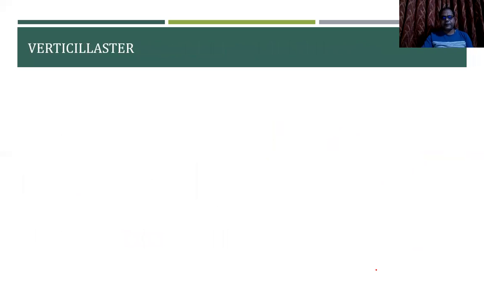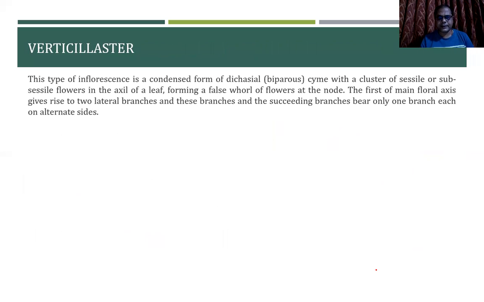Now, the next special kind of inflorescence is the verticillaster. This type of inflorescence is a condensed form of the dichasial kind. To understand the verticillaster kind of inflorescence, it is easy if you can remember the cyme inflorescence.